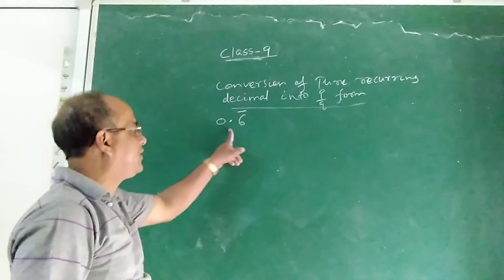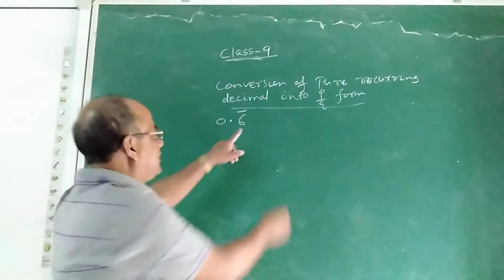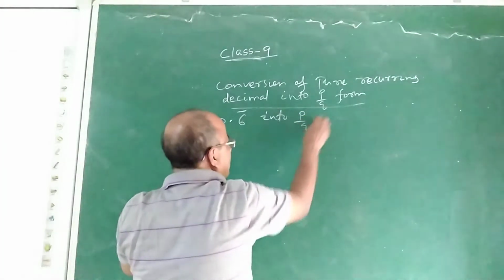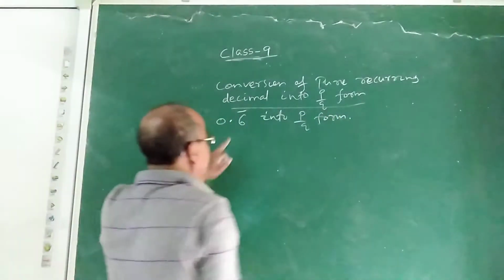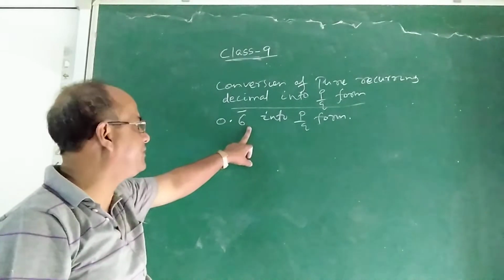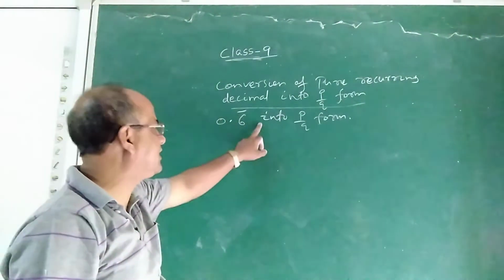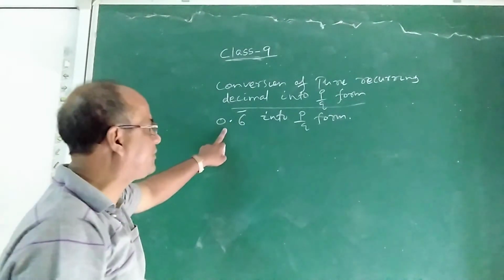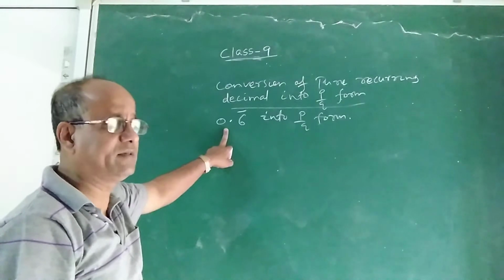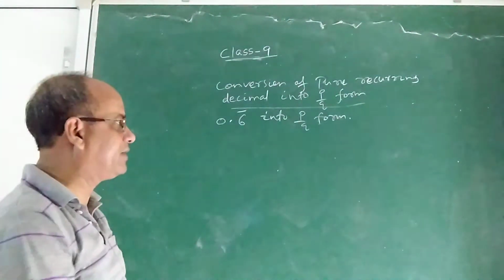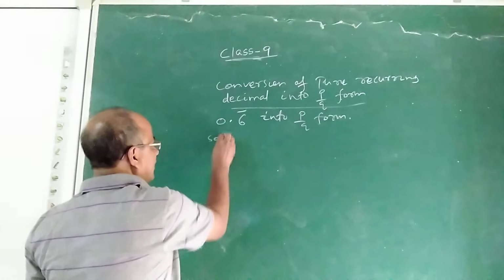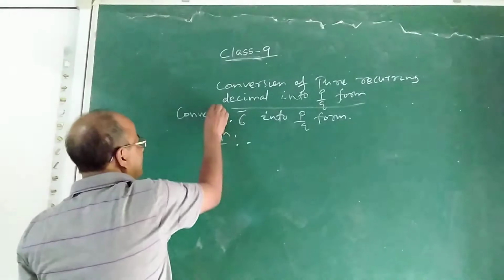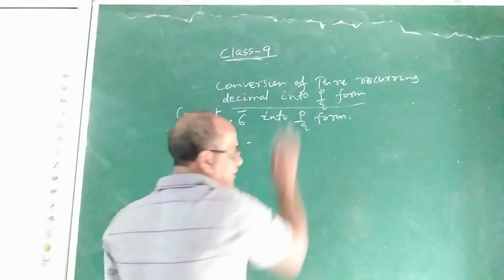I am giving one example where I will discuss the steps. Suppose you are given 0.6 bar, and you want to convert this into P by Q form. Now 0.6 bar, as I told you in the previous class, here 6 is getting repeated and no other digit is left which is not repeated, so it is no doubt a pure recurring decimal. Then how to convert it? So the question is, convert 0.6 bar into P by Q form.